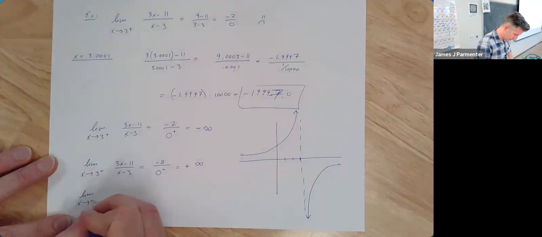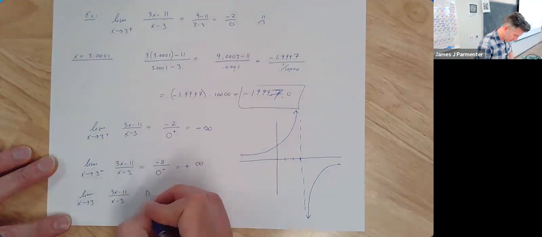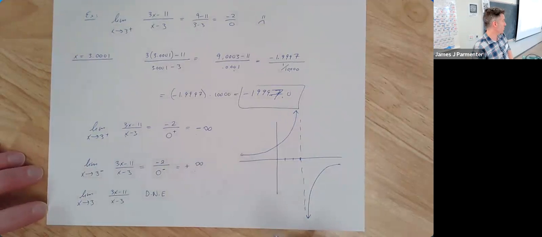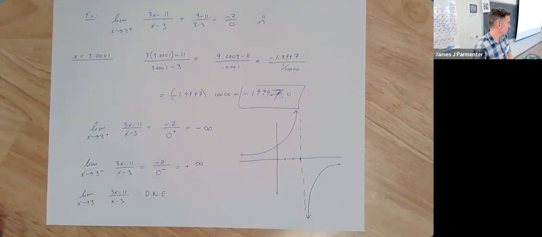The limit as x approaches 3 of 3x minus 11 over x minus 3 does not exist because the right side and the left side are doing different things. If they are both positive infinity or both negative infinity, we would say that they were doing the same, and that would be the limit. In fact, let's see an example of that. We have time.